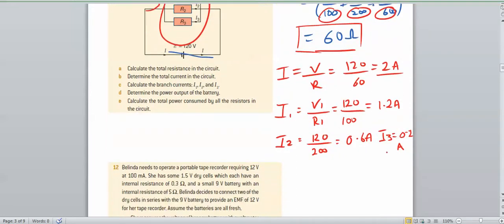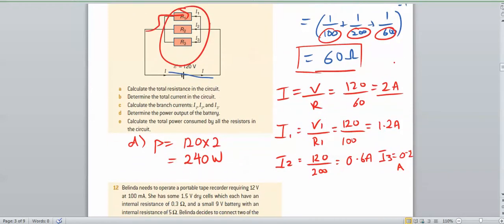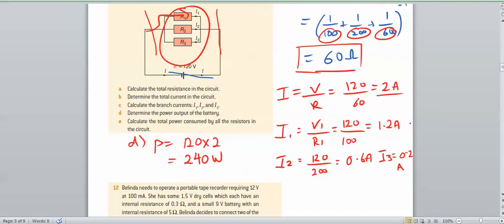Determine the power output of the battery. So part D, power output is equal to V times I, which is 120 times 2, which is 240 watts. And finally, calculate the total power consumed by all the resistors in the circuit. If you think about it, they're the only three components in the circuit, so all the power is going to be across those resistors. We've got a 120 volt drop from here to here, so the power across those resistors is also 240 watts. So the answer to E is also 240 watts.